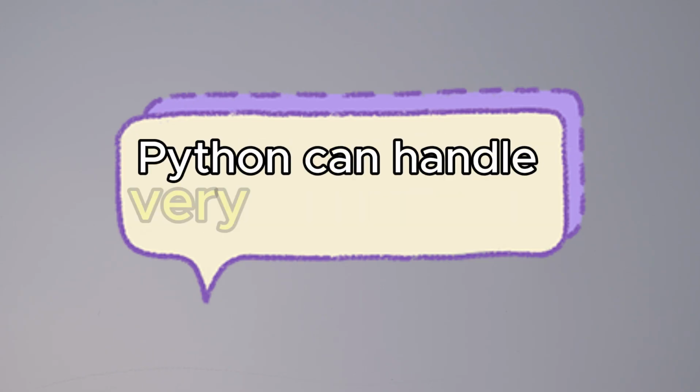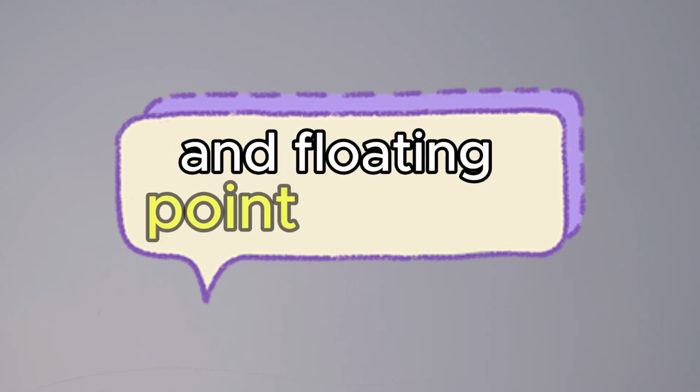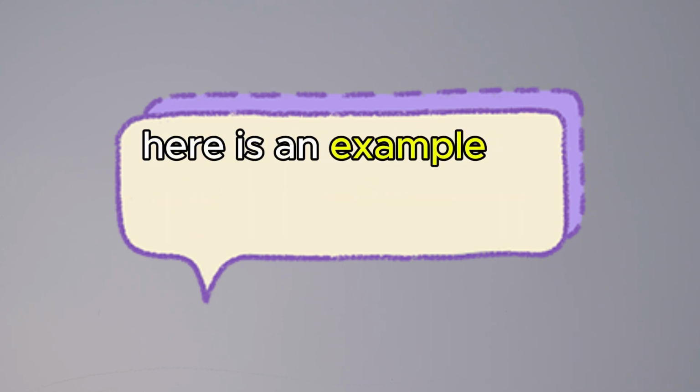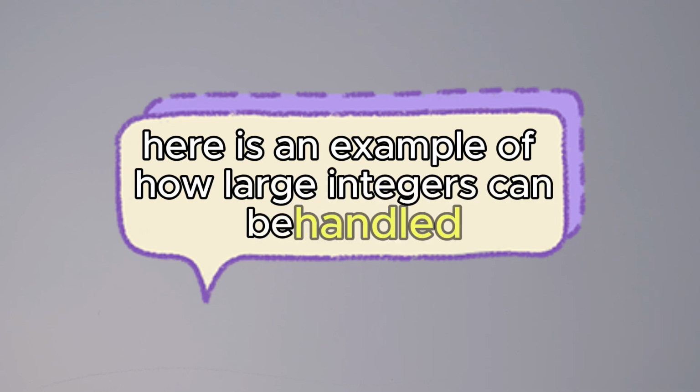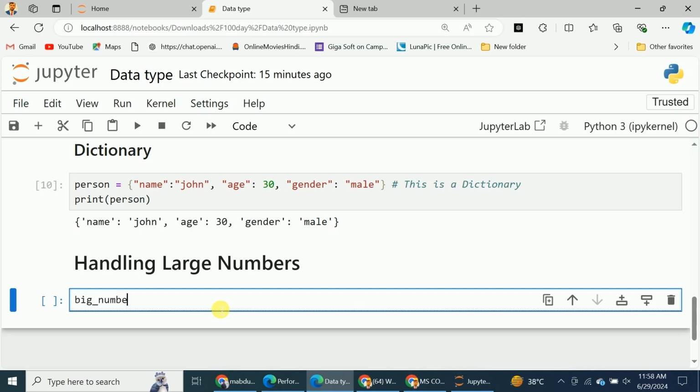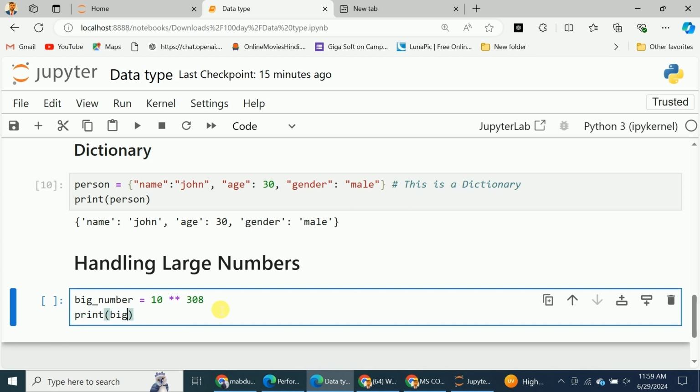Handling the large numbers. Python can handle very large integers and floating point numbers. Here is an example of how large integers can be handled. Big number is equal to 10 double power 3008. Print big number. This prints a very large number.